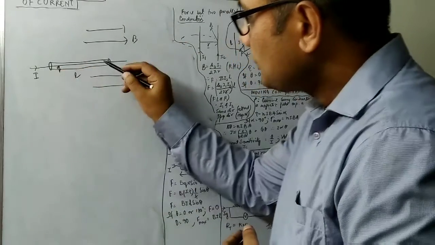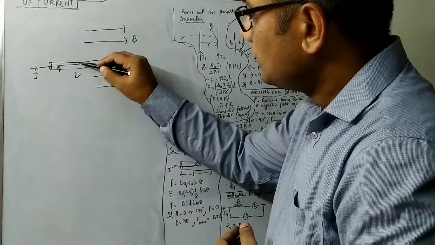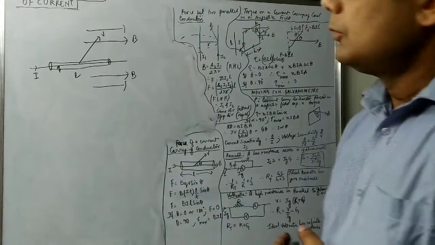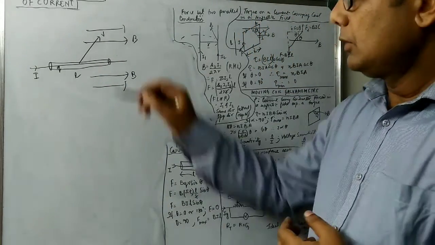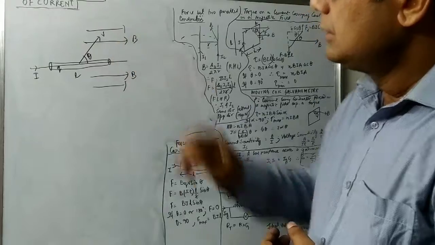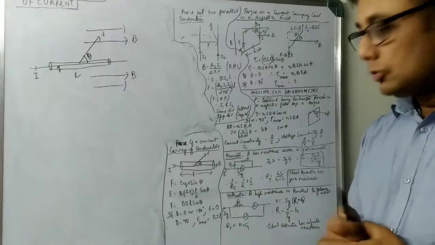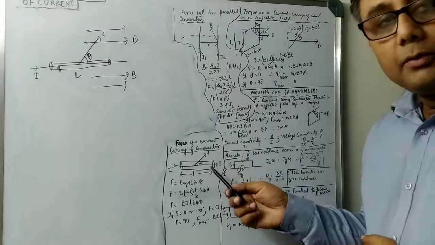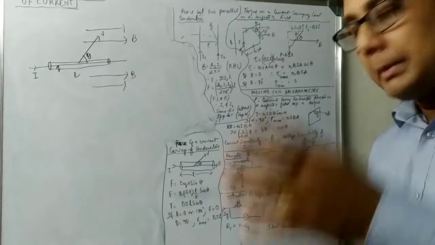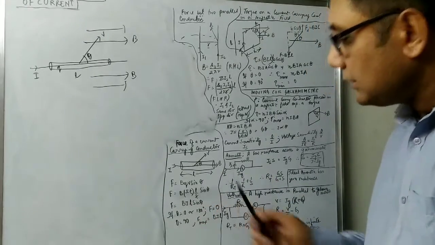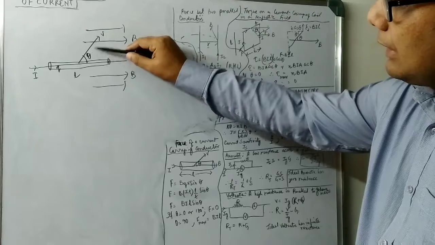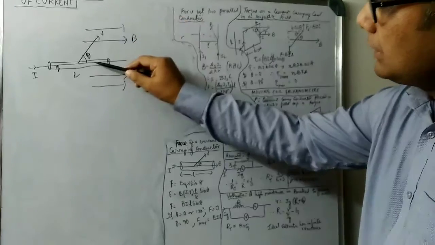When the charge is passing in a magnetic field, I told you it will experience some force, due to which it will move in a particular direction. Let the direction be theta with the magnetic field. So this is the case. We already found out that force on a charge moving in a magnetic field is B Q V sin theta, where theta is the angle made by the charge with the magnetic field.